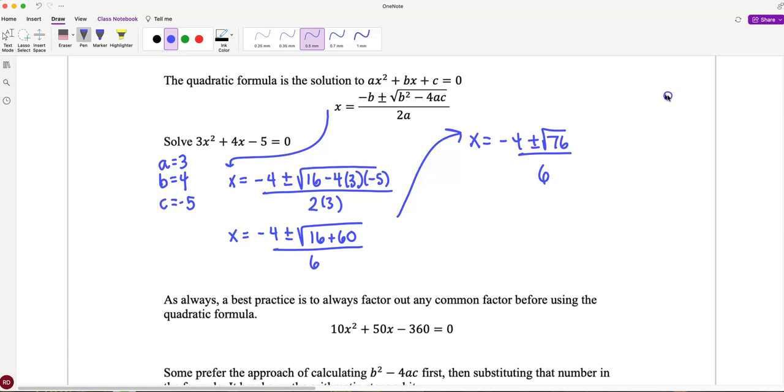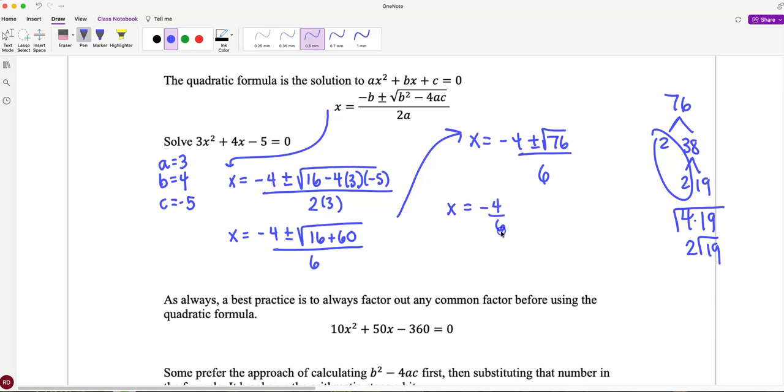Now I have to look at the square root of 76. That's an even number. So 76 is what? 2 times 38, which is 2 times 19. So there's a perfect square: 4 times 19. So the square root of 4 times 19 is 2 square root of 19. So this is x equals negative 4 plus or minus 2 root 19, over 6.